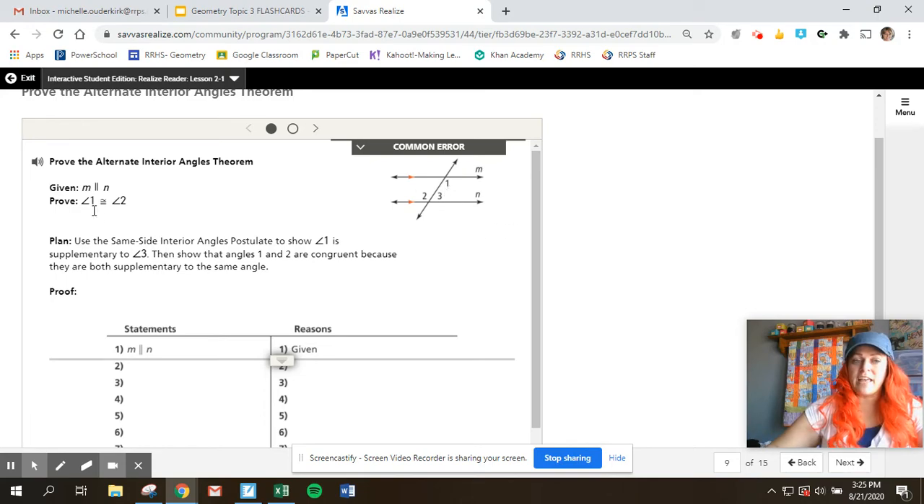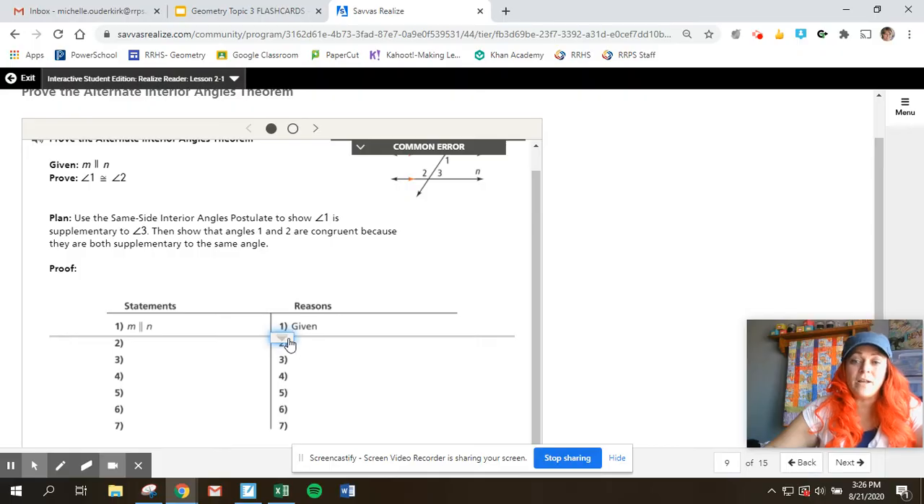I am trying to prove that angle 1 is congruent to angle 2. Now, if you think about it, I just told you that rule. I just told you angle 1 and 2 are congruent because they're alternate interior. But if I am trying to prove alternate interior, I cannot use the rule alternate interior angles or the alternate interior angle theorem. So that's off the table. I have to figure this out a totally different way without saying, well, they're alternate interior angles, they're congruent. I can't use that rule because that's what I'm proving.